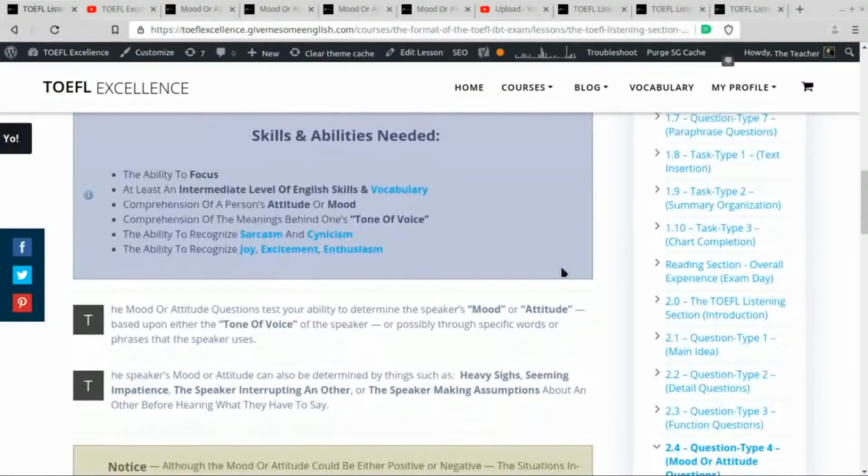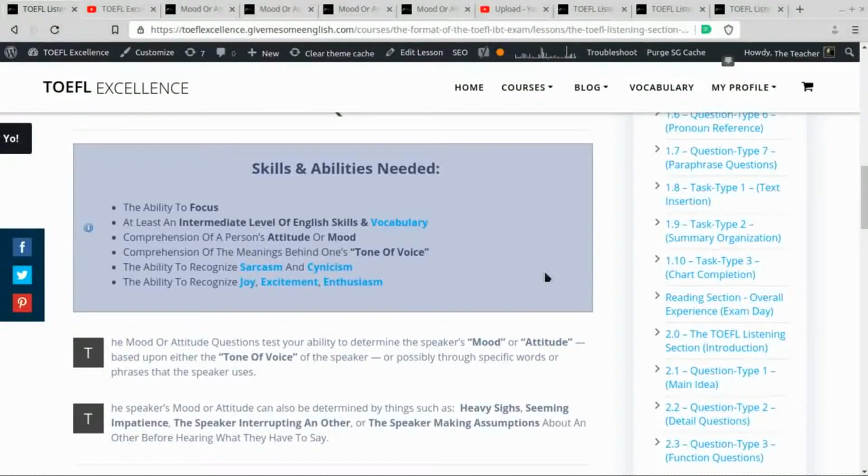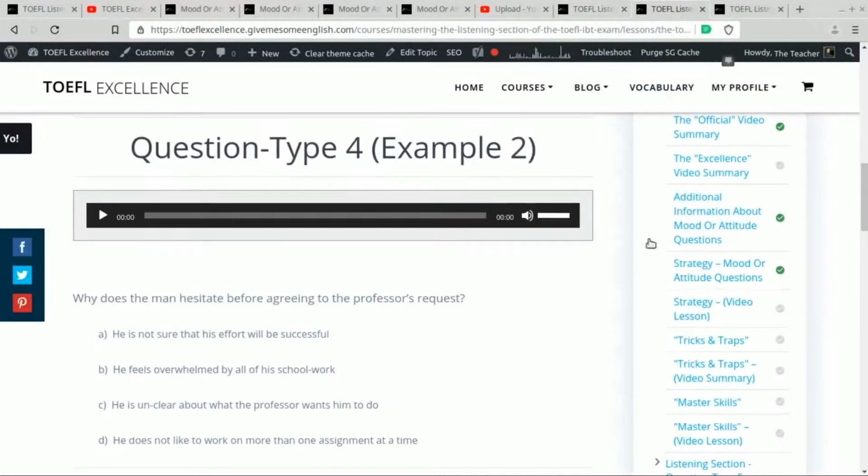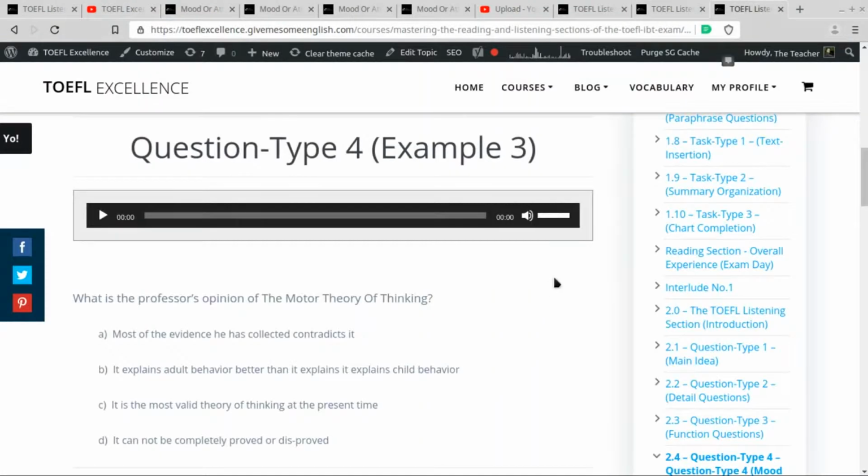So when you do have one of these question types, it's not like in the reading section where you recognize it right away, because as you can see from some of our examples, here it says, why does the woman's initial excitement turn to disappointment? Well, here, excitement and disappointment have to do with mood or attitude, but it doesn't ask you what the woman's attitude or mood is. Here, why does the person hesitate before agreeing to the professor's request? Well, they're not asking you what the person's mood or attitude is, but that is part of the question. This one here is much more clearly a mood or attitude question. What is the professor's opinion about?